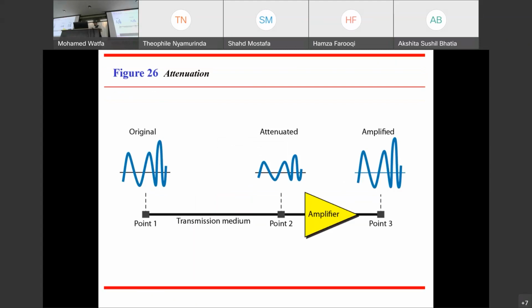So typically, this is attenuation. As you see, at one point I had the original signal, it attenuated, so the amplitude went down, and then I amped it up, I got back the original signal. The problem with amplifiers is, yes, I amp it up, but what do I amp with it? Noise. That's the problem. That's why I need to do filtration before I amplify.